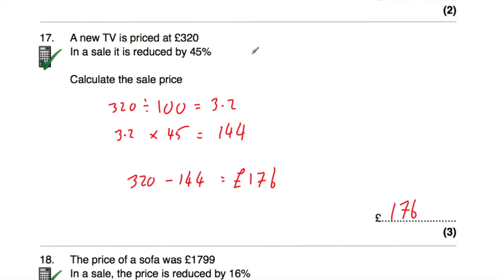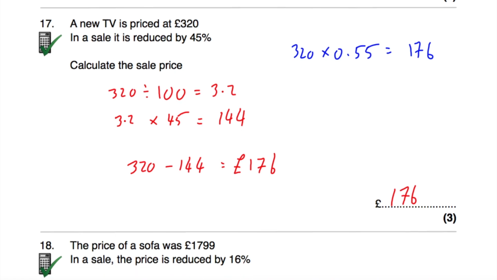Now in this question we could, if we wanted to, use a multiplier. So if we know the price of the television is reduced by 45% and there's 100% to begin with, we'd be left with 55%. So we want to multiply 320 by 0.55. And if you do that, you get that's equal to £176 as well. And that's it.